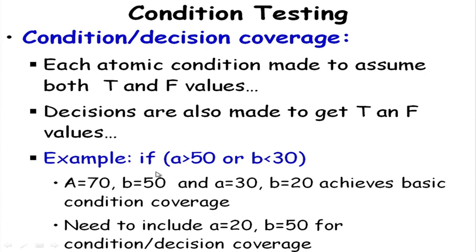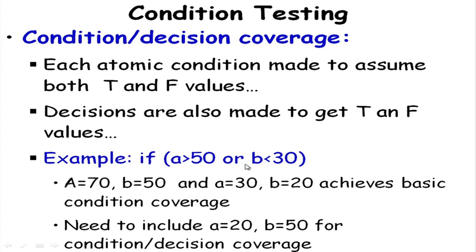Now, if we have a is 70 and b is 50, and a is 30, b is 20, it achieves basic condition coverage, because the first one sets it true and this one is false, and the second one this is false and this is true. So, the first atomic condition takes true value in the first test case and false value in the second test case, whereas the second conditional expression takes false value in the first test case and true value in the second test case. In both these the decision evaluates to true. So, both these test cases set the branch outcome to true.